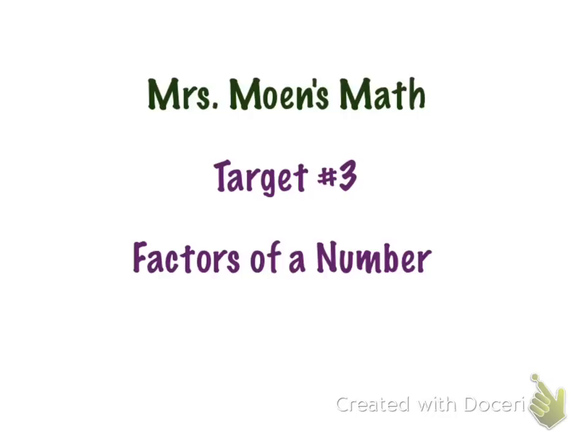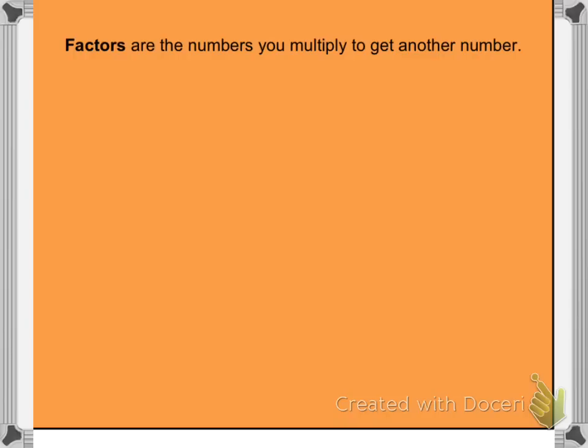This is target number 3, working on factors of a number. First of all, factors. You need to know that those are numbers you multiply to get another number. For example, we can say that 3 and 4 are factors of 12 because 3 times 4 equals 12. In this case, 12 would be our product, but our factors are 3 and 4.